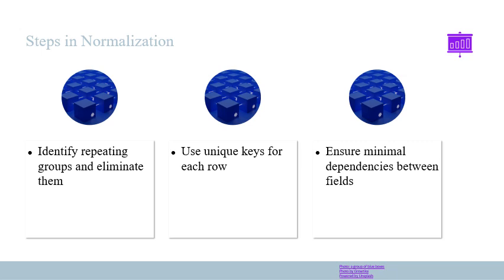Next, let's see what the steps in normalization are. To normalize a table, we follow these steps. First, find and remove the repeating groups. Next, ensure atomic values like in 1NF. Remove partial dependencies, that is 2NF. Next, remove transitive dependency, 3NF. And finally, apply BCNF if needed. This way, our data becomes well structured and easy to manage.